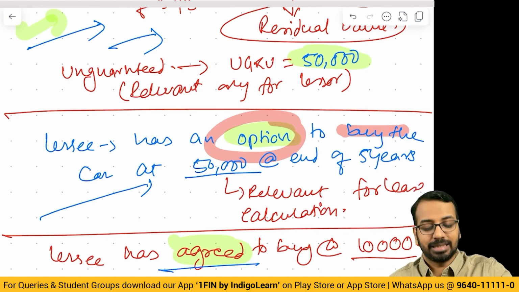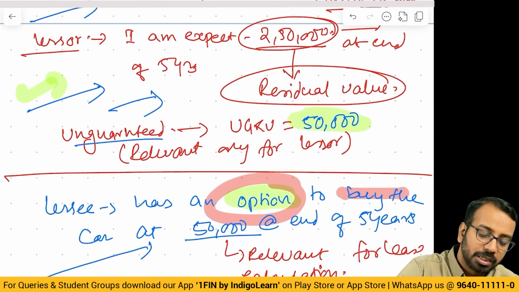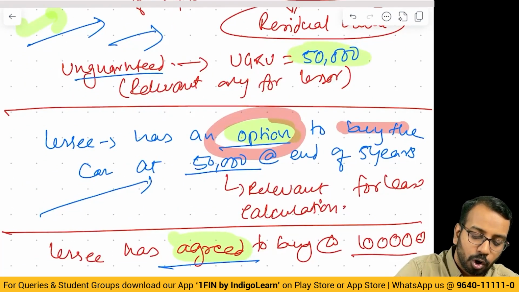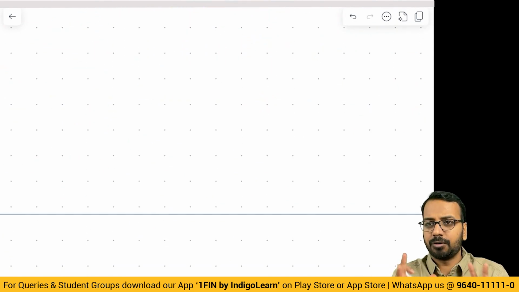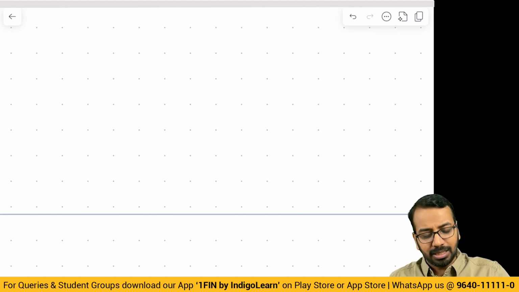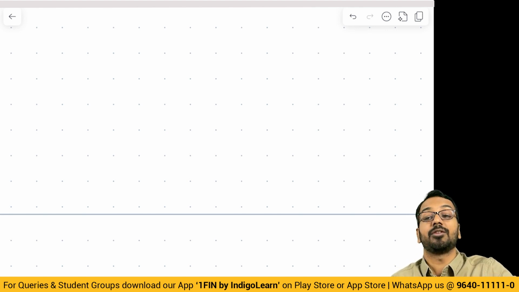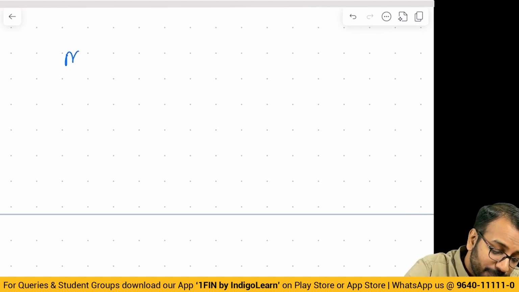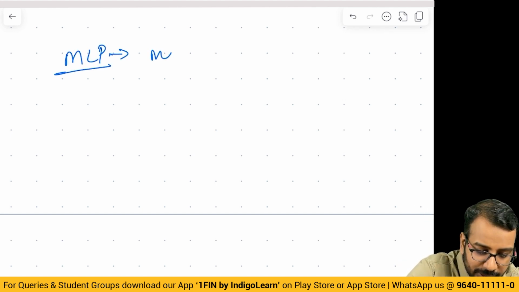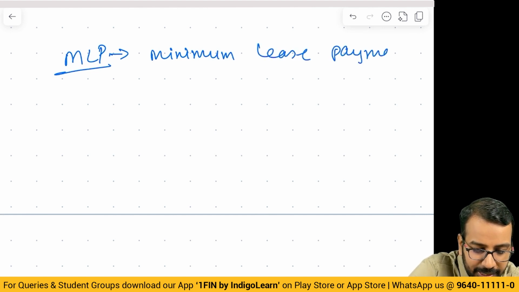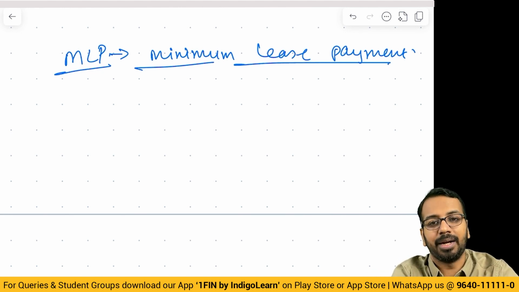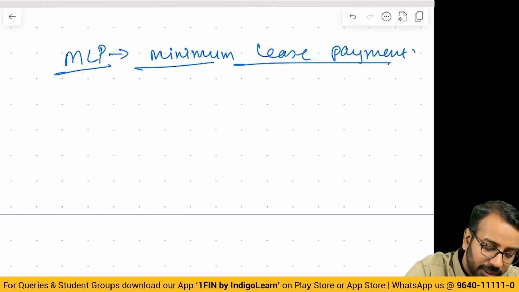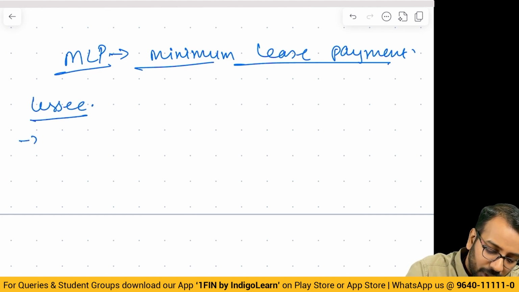Now, our objective in the examination should be to correctly identify what is UGRV, what is residual value, what is the option to purchase, and what is the mandatory payment option. We have discussed a few things. Two more terms we will discuss, and then we will go into the definition as per the text and see whether we understand or not. Now, we say MLP, which is minimum lease payment. You can understand it as something which is a mandatory payment from the lessee to the lessor.